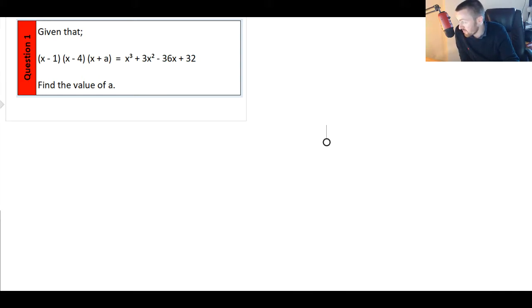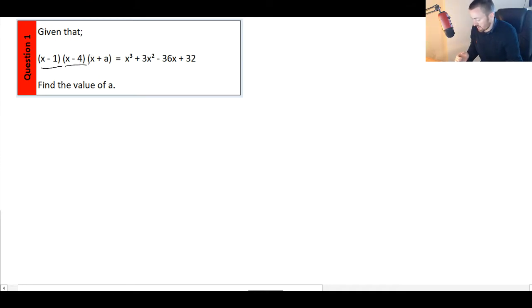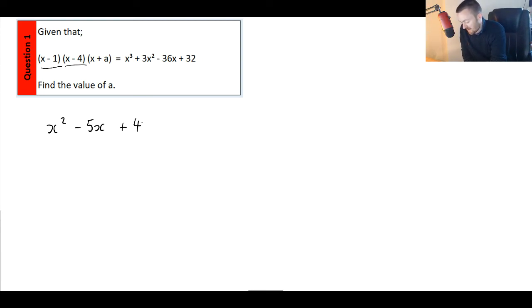expand the first couple of brackets as you would normally. So just like we did in the last video, I'm going to expand x minus 1 and x minus 4, and if I did that, I would get x squared minus 5x and plus 4. Remember your rules for multiplying positives and negatives together. So that's what I would get if I expanded the first bracket.